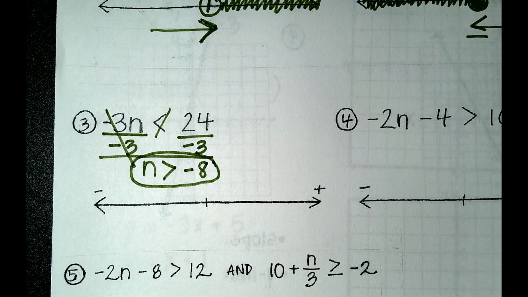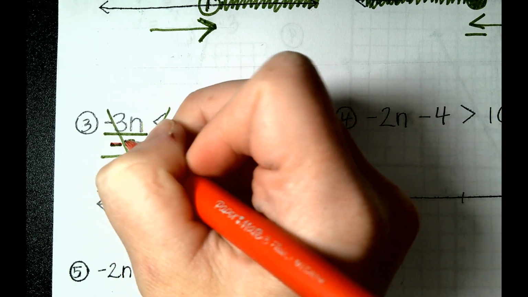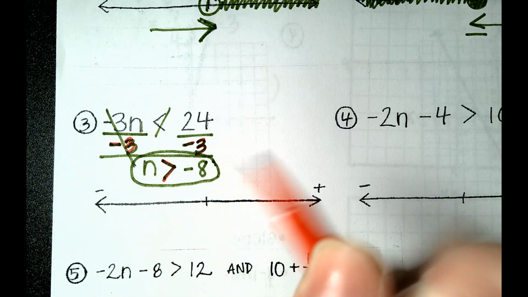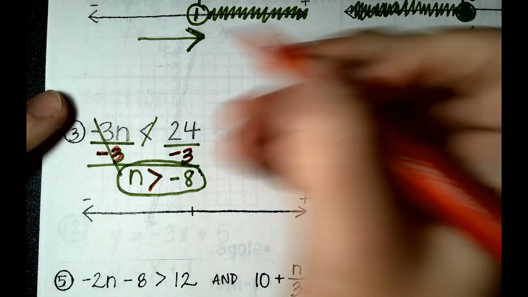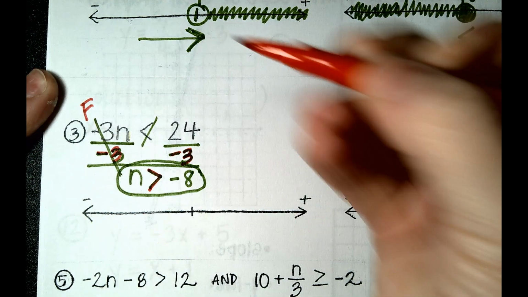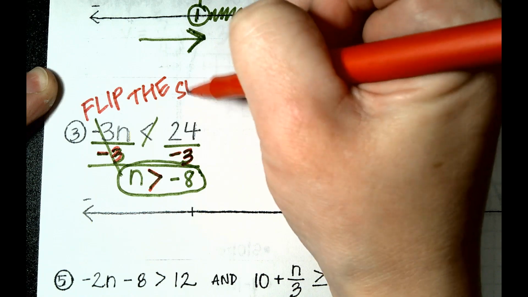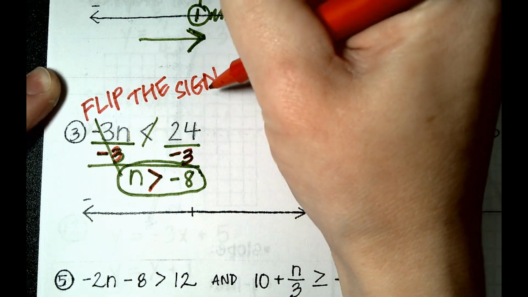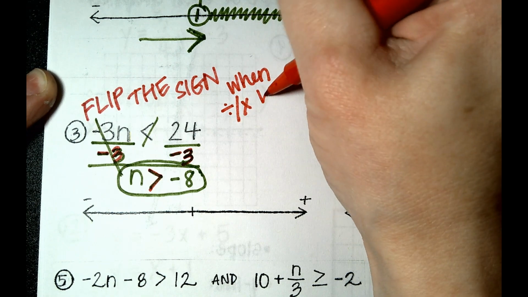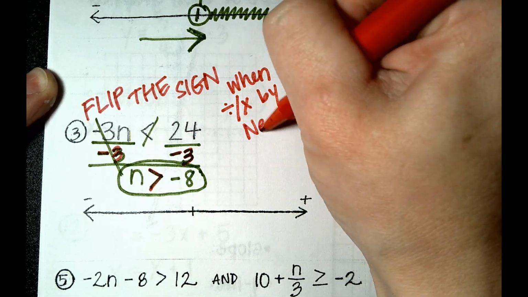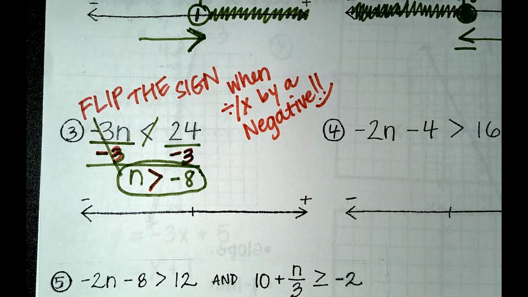So, if you need to make a note, like I'm going to write here, I divided by a negative. I put the note up at the top, but sometimes it sticks in your brain better if you write that note yourself. I'm going to say flip the sign when divide or multiply by a negative. There.